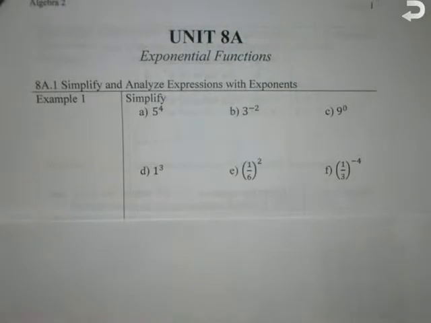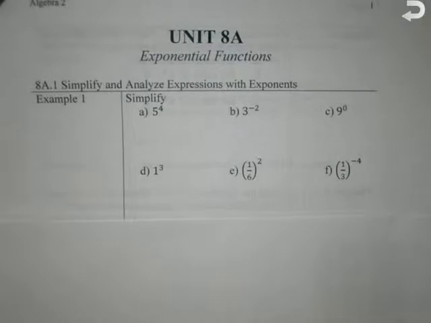So 8A, we're looking at exponential functions. And for 8A1, we're just simplifying and analyzing expressions with exponents. So we're going to review some of our rules of exponents and how to deal with exponents. And then we're going to look at a couple of expressions with exponents, and that's all we're doing today.